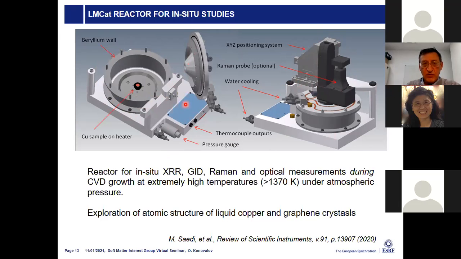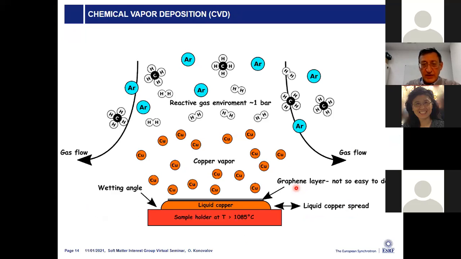And everything is going on in situ at a very high temperature, so above the melting temperature of copper, and also at atmospheric pressure. So then a few words about our process. To process this, the major content of the gas is argon, which is at 1 bar pressure.